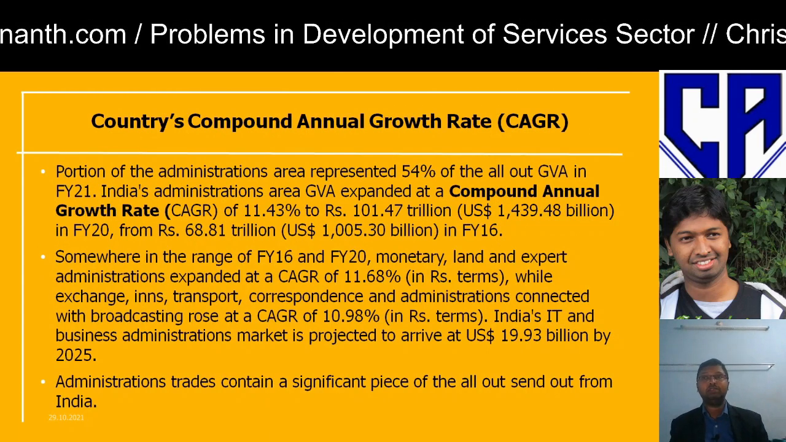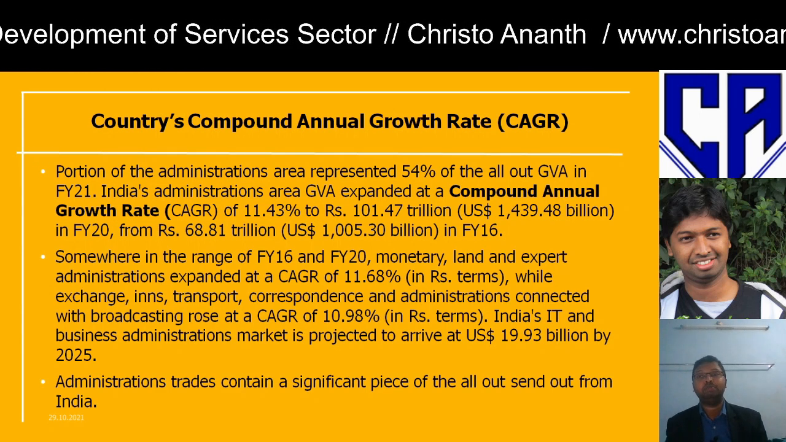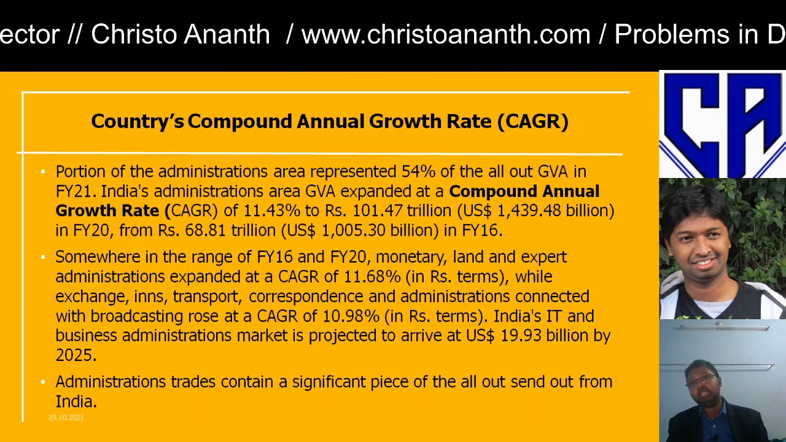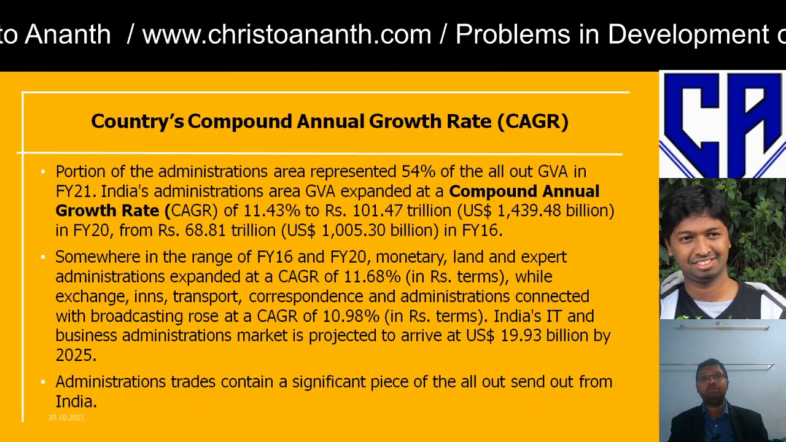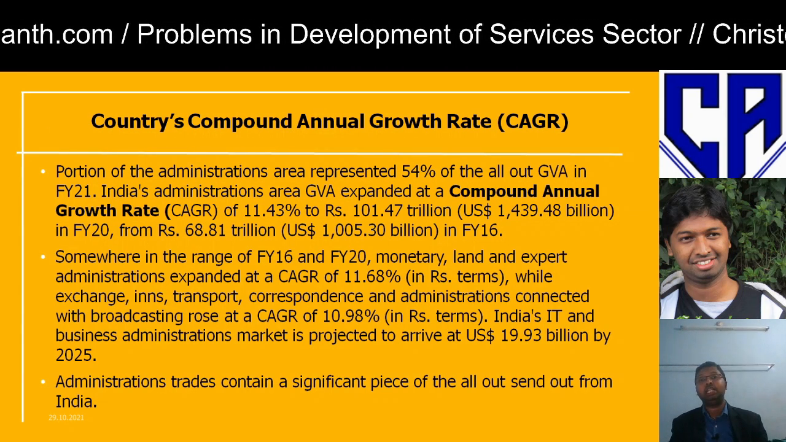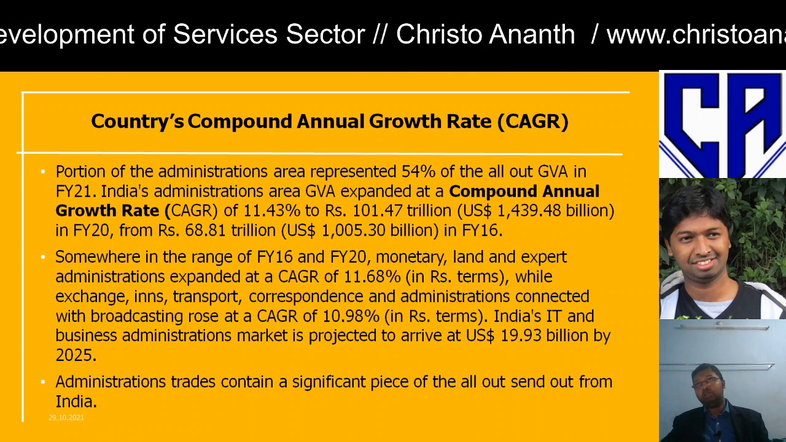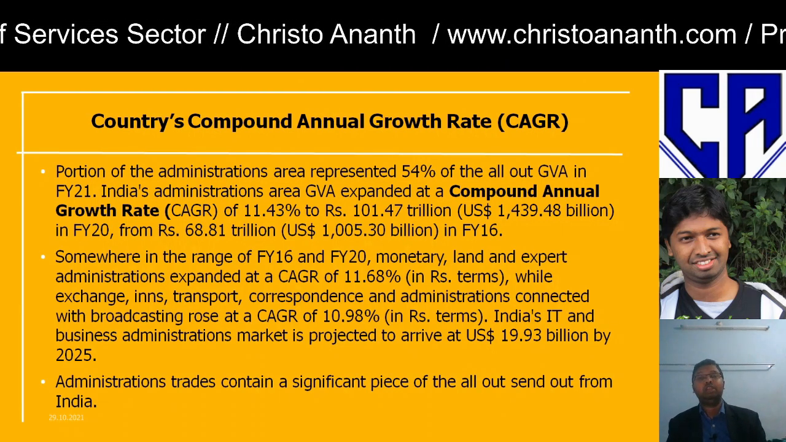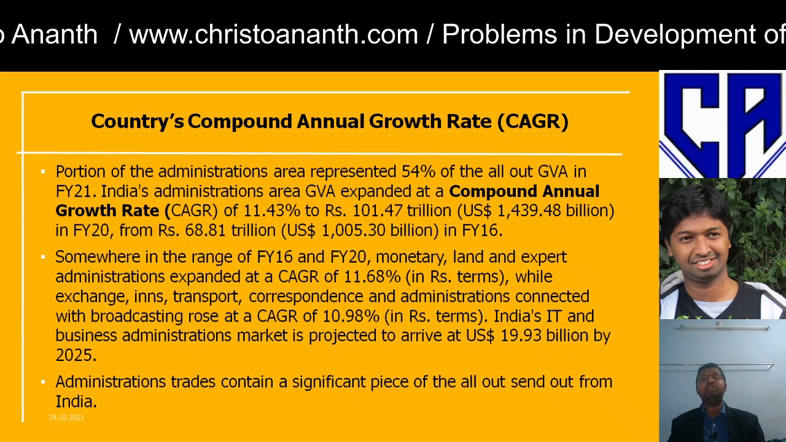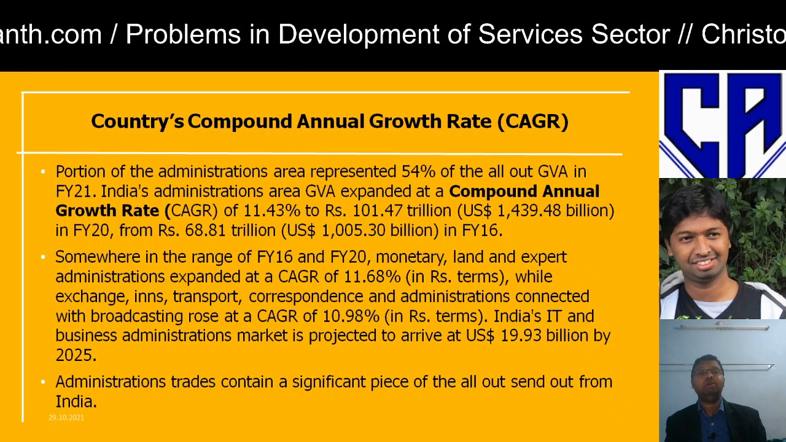When you talk about the most important aspect, CAGR, our services sector represented 54% of the total GVA in the financial year 2021. In terms of the compound annual growth rate, it accounted for nearly 11.43%, reaching nearly $1,017.47 billion in the financial year 20. In the earlier years, it was $1,005 billion in financial year 16, so compared to that, we are able to find a rise.